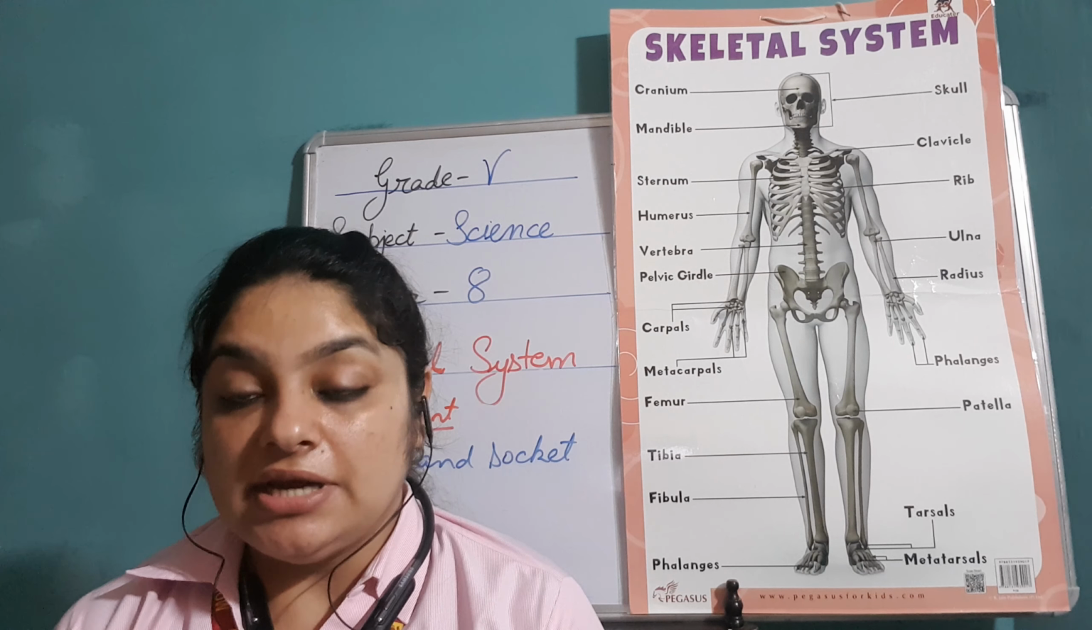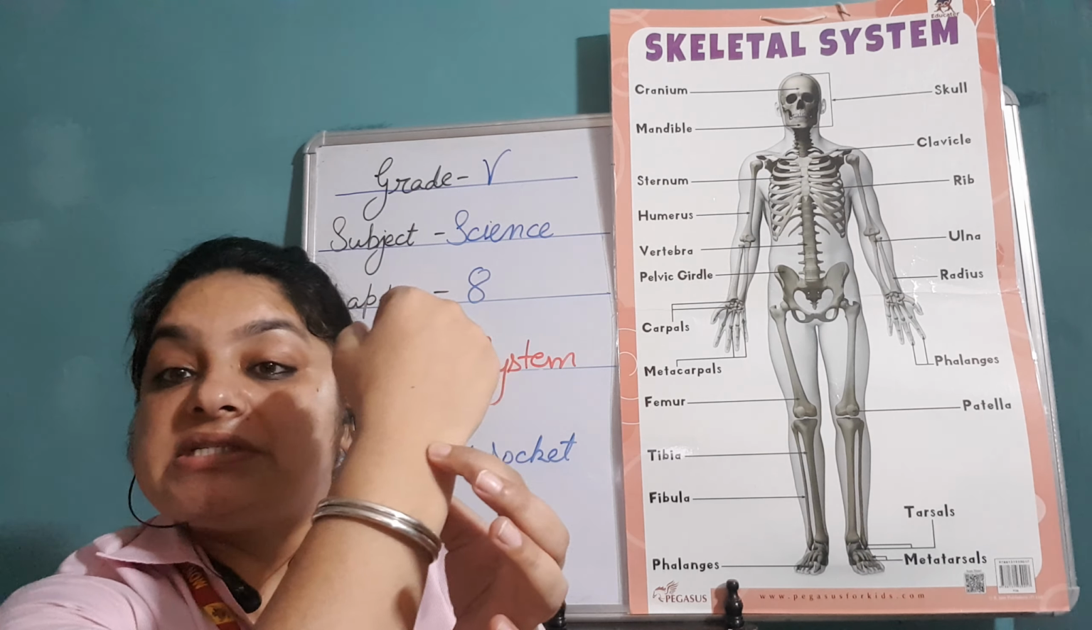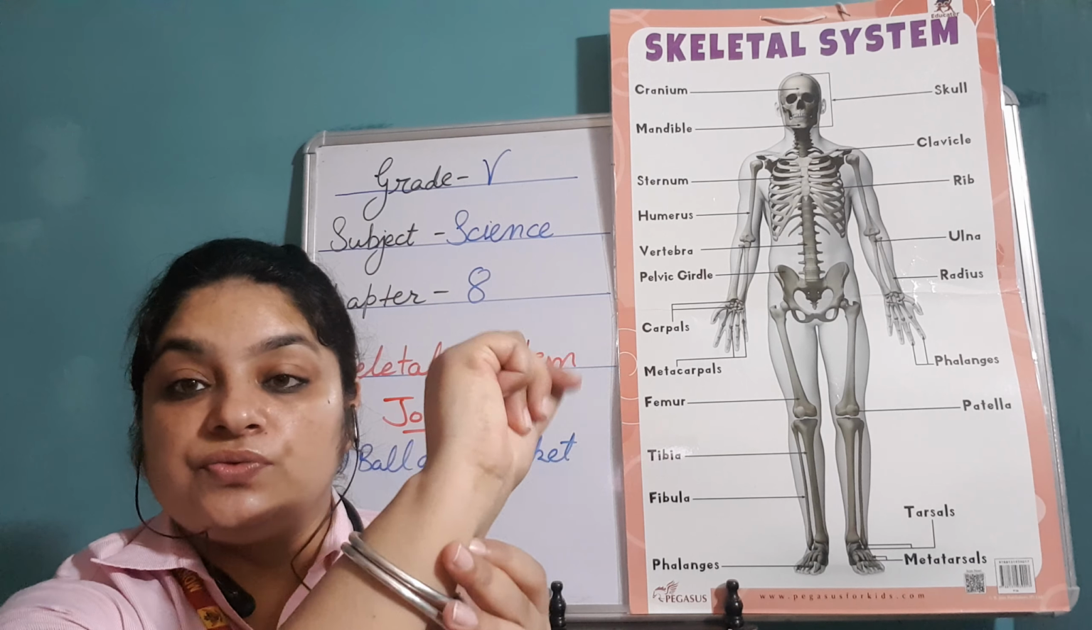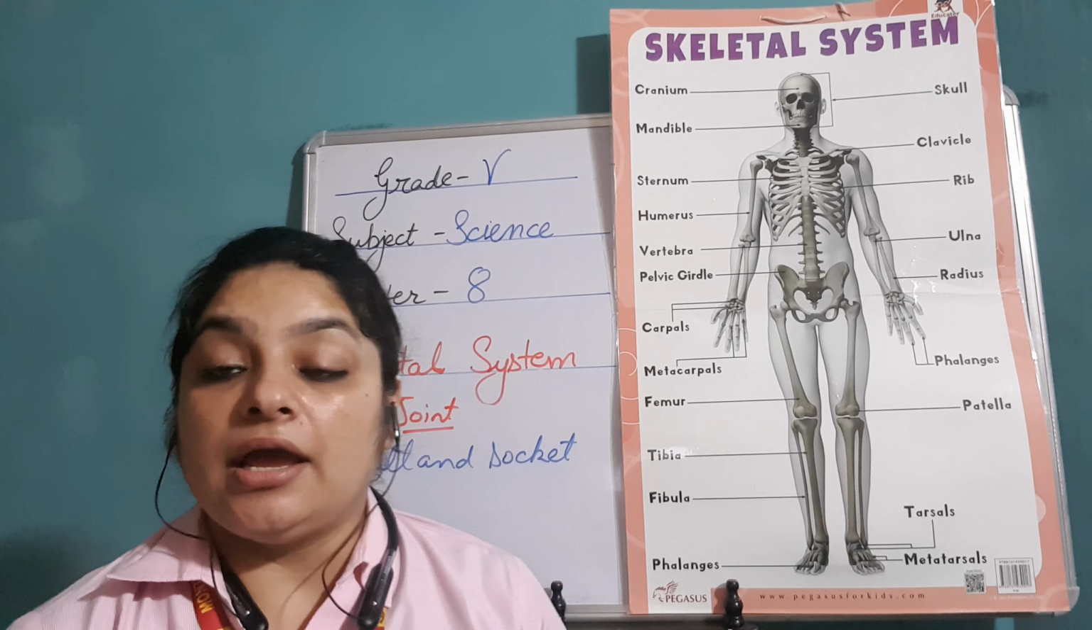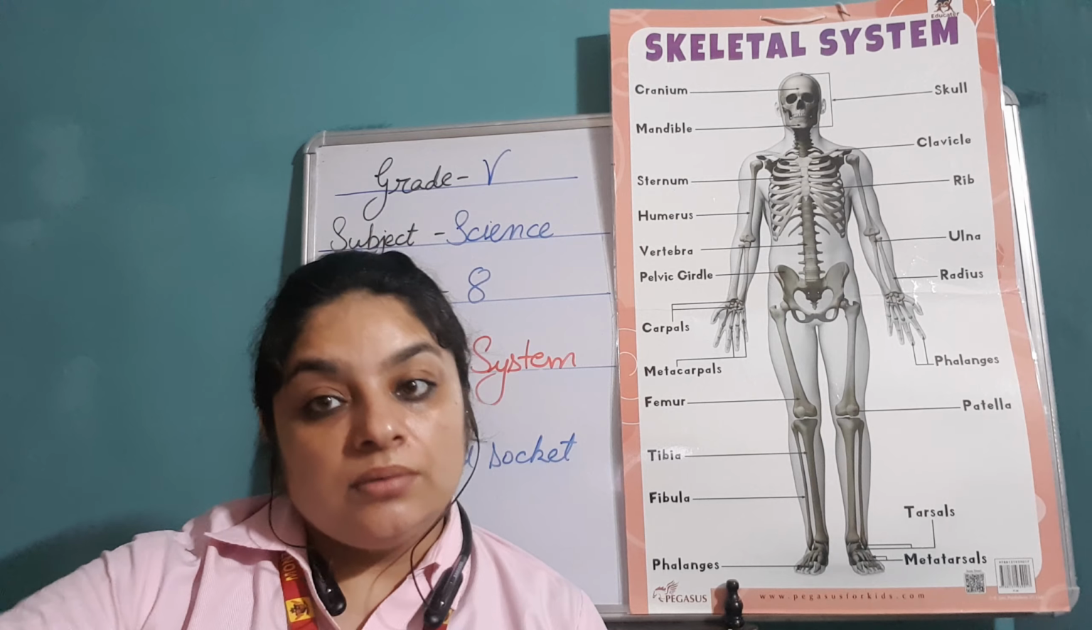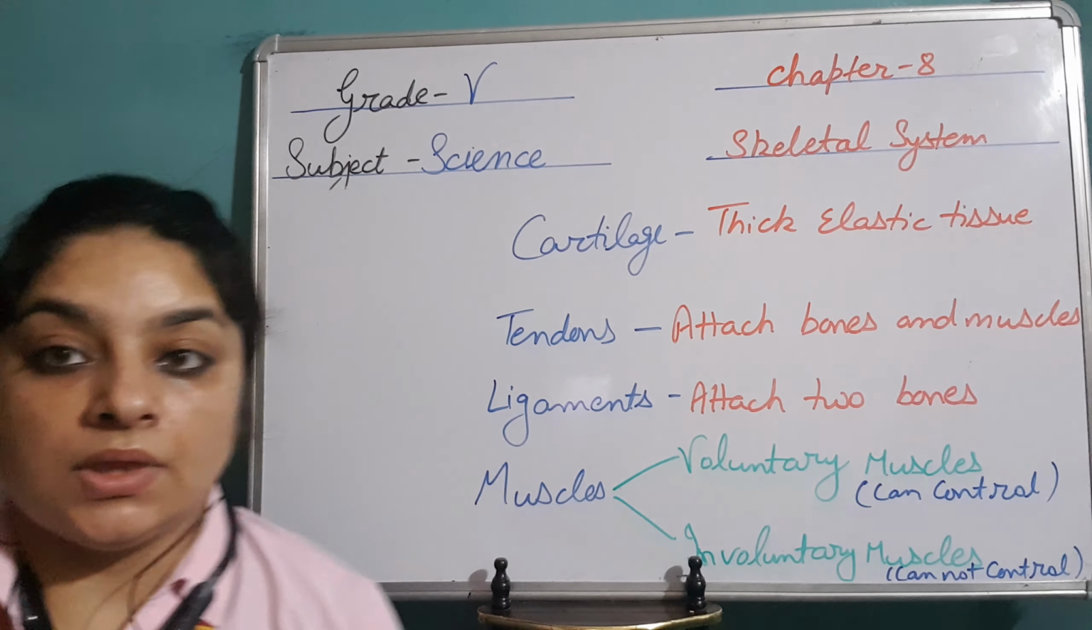The last one is gliding, especially in our wrist and ankle. Now see the type of movement we have in the wrist and in the ankle.